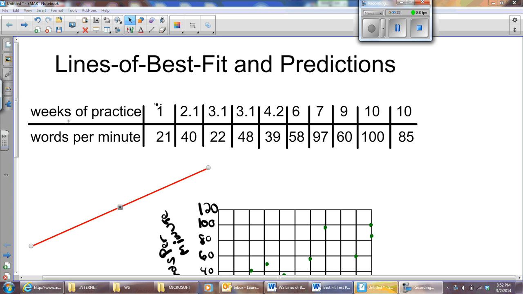I've got some data on weeks of practice for some typing students and the words per minute that they could type. Now, it's important to note this is not the same student, okay? This is a variety of students, and one was a beginner and could type 21, and one had been practicing quite a long time. Okay, so there's my input-output table.